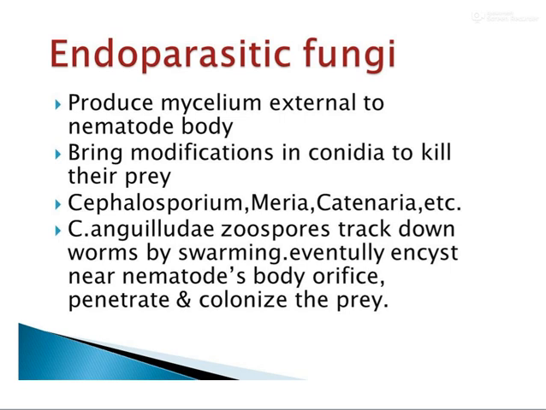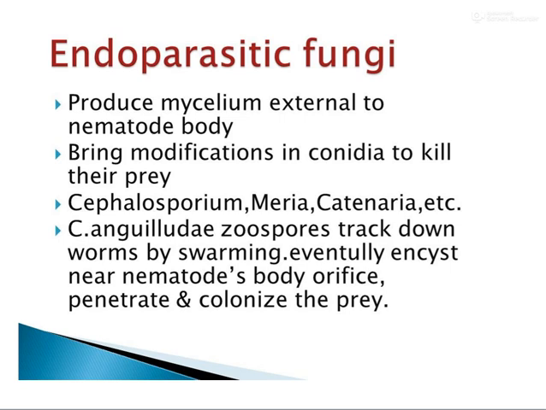Now coming to the endoparasitic fungi, some of the mycelium will be external to the nematode body, and they bring modifications in the conidia to kill their prey. For example, those fungi include cephalosporium, myria, etc. They produce some zoospores which will track down the worms by swarming and eventually encyst near the nematode's body orifice, penetrate, and colonize the prey.